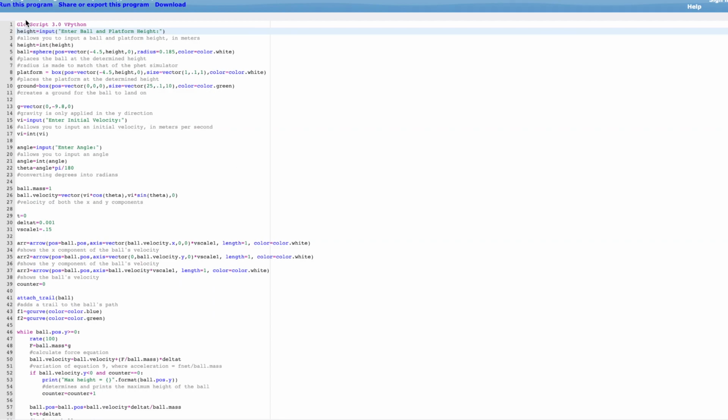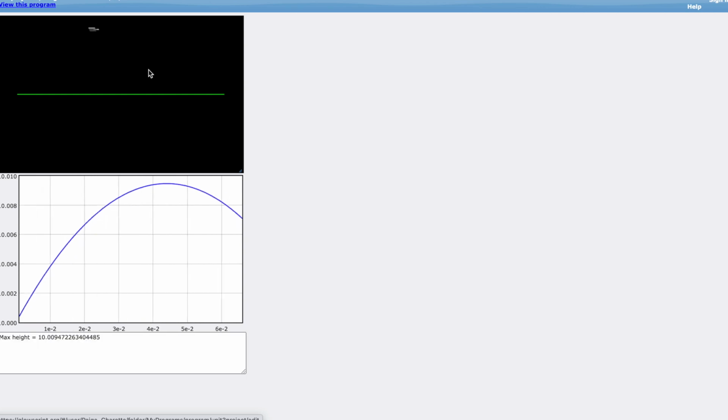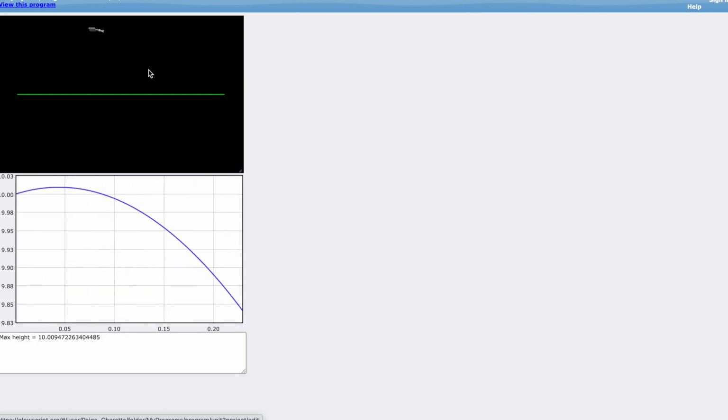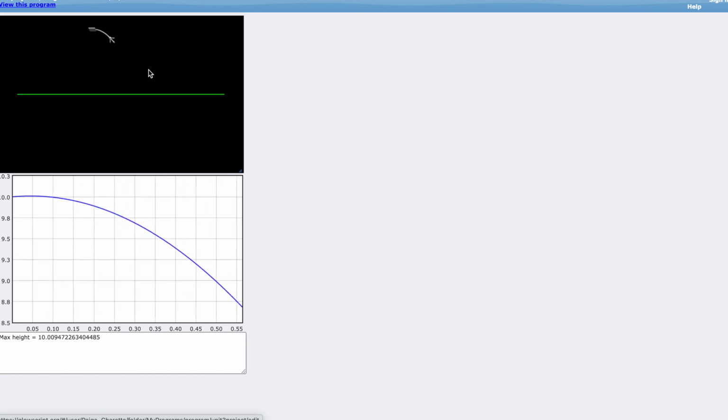Here is the program in action. First, the user enters the height of the ball and platform. Here I used 10 meters. Then the user enters the initial velocity and angle. Here I used 5 meters per second and 5 degrees. Here's the program running. The graph below is a representation of the projectile's position.